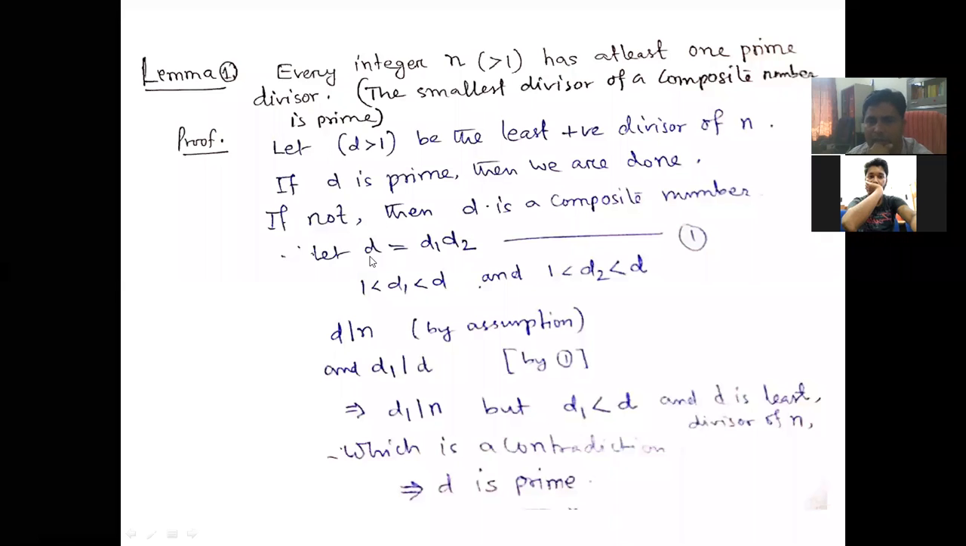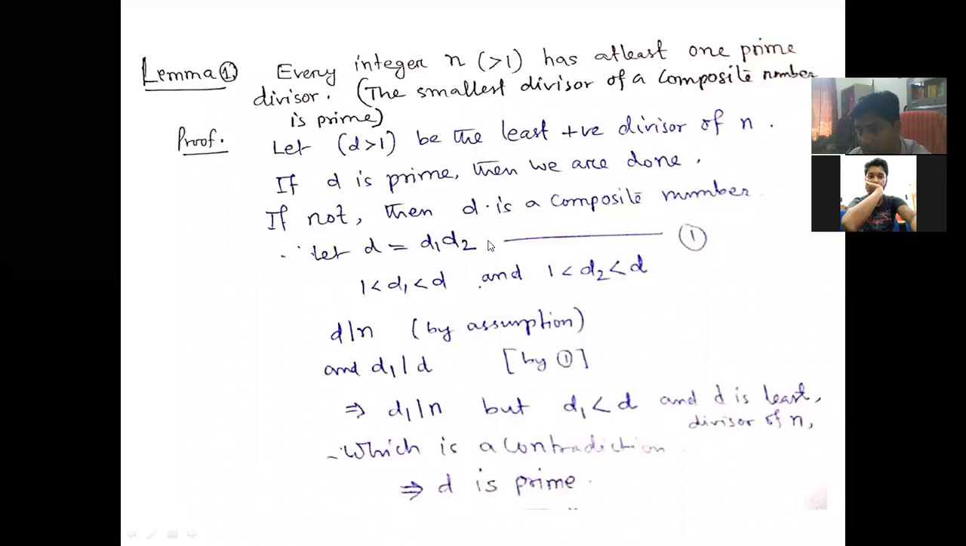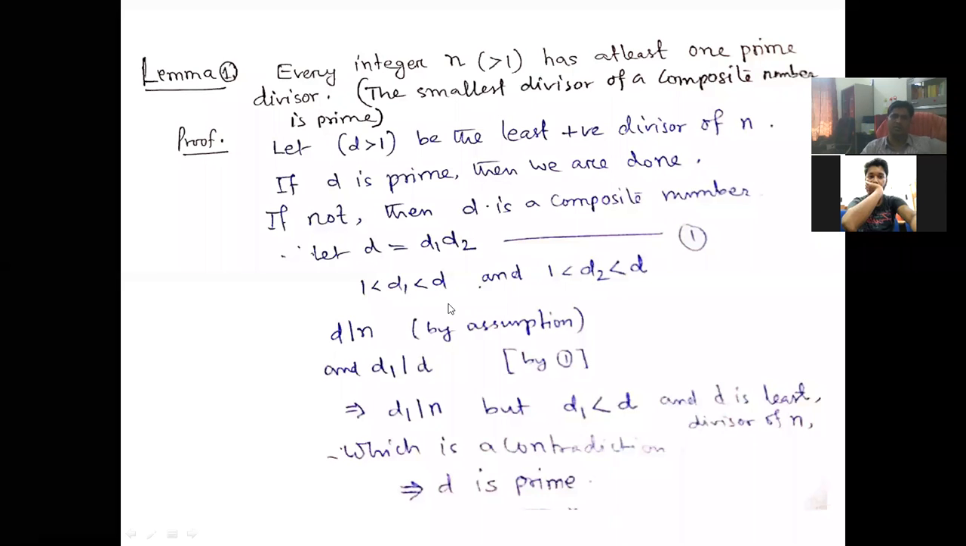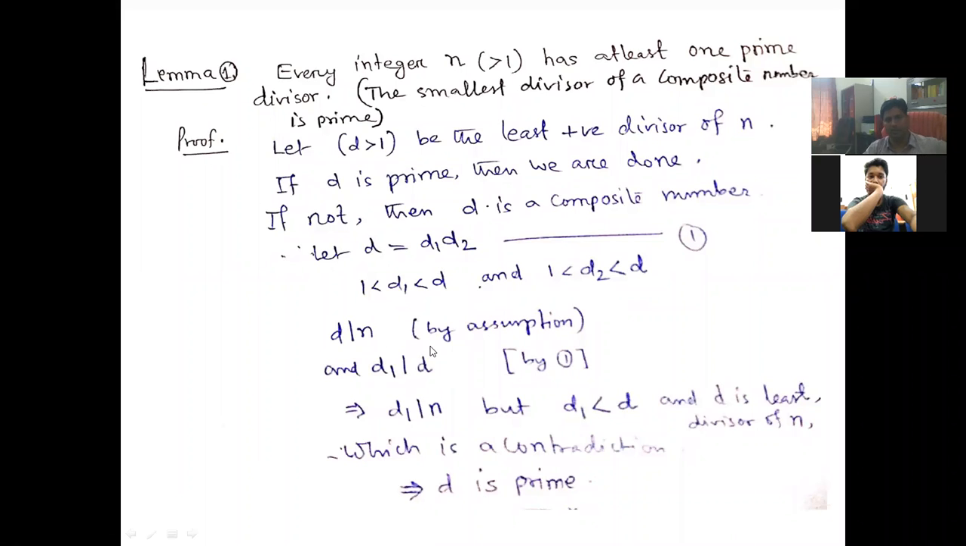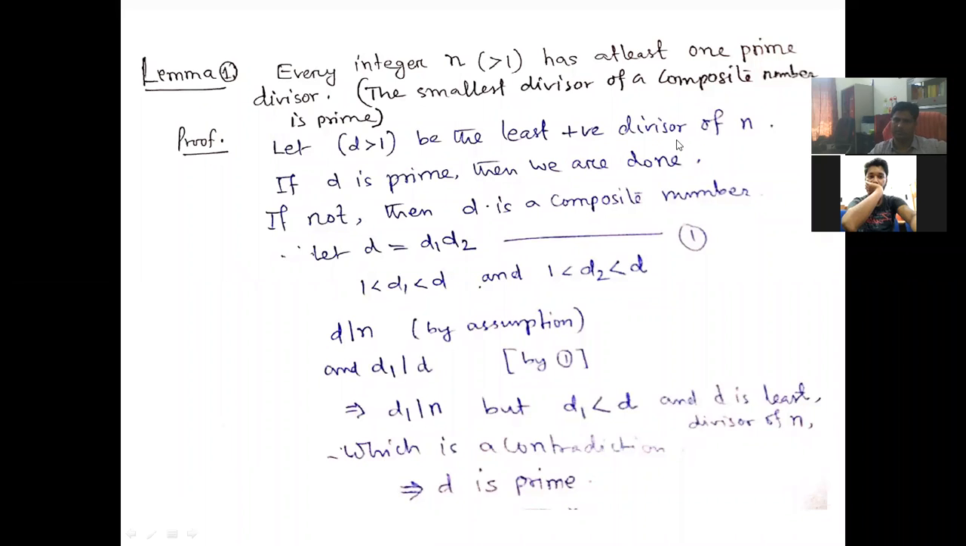So composite number can be written as d equal to d1 into d2. Means इसका कोई दो फैक्टर है हमारे पास at least. And d1, d2 satisfy the conditions 1 less than d1 strictly less than d, and 1 strictly less than d2 strictly less than d. मतलब d1, d2 lies between 1 and d. So now by assumption d divides n, because d is a divisor. We are considering d positive divisor of n.